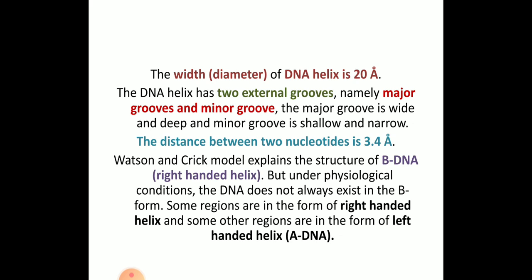And there are different types: left-handed DNA is also present, and that will be the A-DNA. So the model given by Watson and Crick is the right-handed helix, and that will be the B type model.